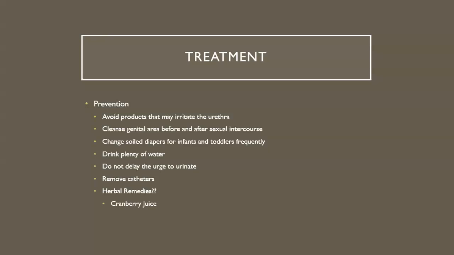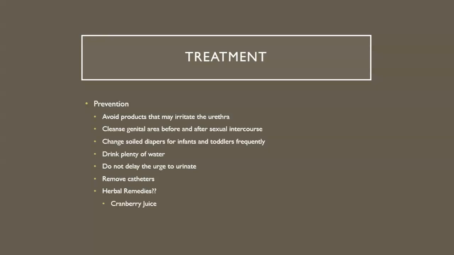So when we're talking about prevention of UTIs, we want to avoid products that may irritate the urethra. You want to encourage patients to cleanse the genital area before and after sexual intercourse. For children, change soiled diapers for infants and toddlers frequently. We also want to encourage our patients to drink plenty of water, not to delay the urge to urinate, which as nurses, we all understand that sometimes that's not always possible, but we want to make sure that we encourage that. And then, of course, we talked a little bit about it, but we want to remove catheters as soon as possible.